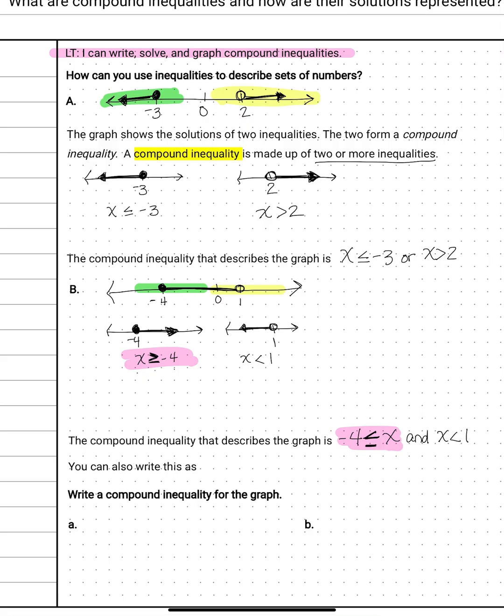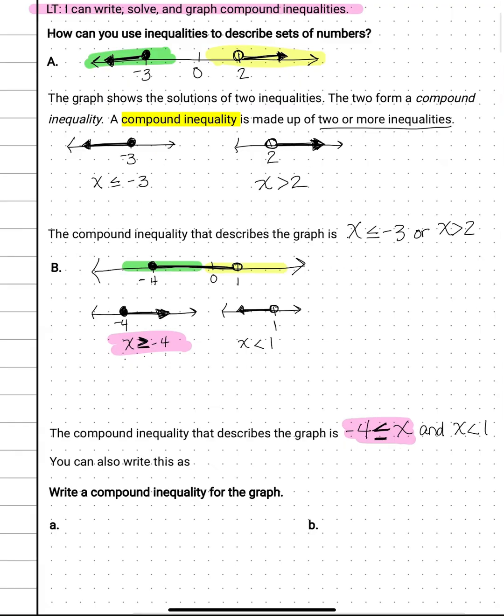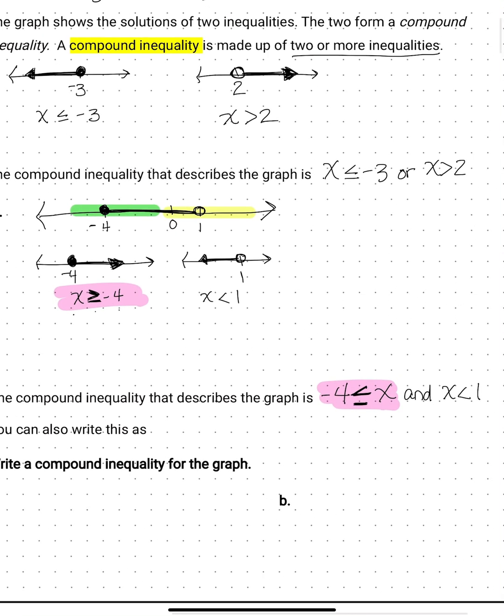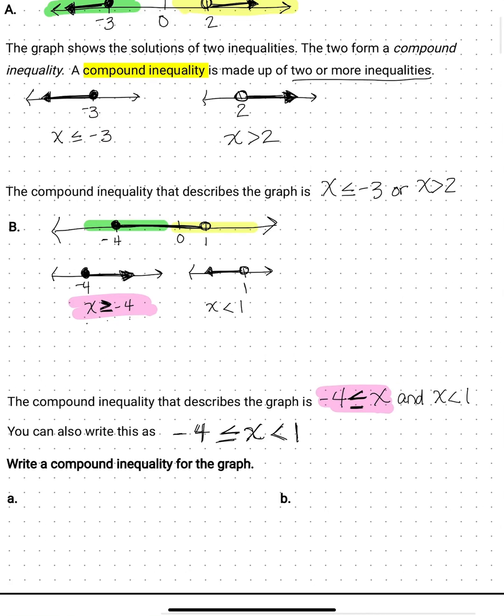You can also write it as, instead of using and, if you notice here, because the variable is on the right side for one inequality and the left on the other one, it could also be written as -4 is less than or equal to x, which is less than 1. And this will make more sense once we have more practice.